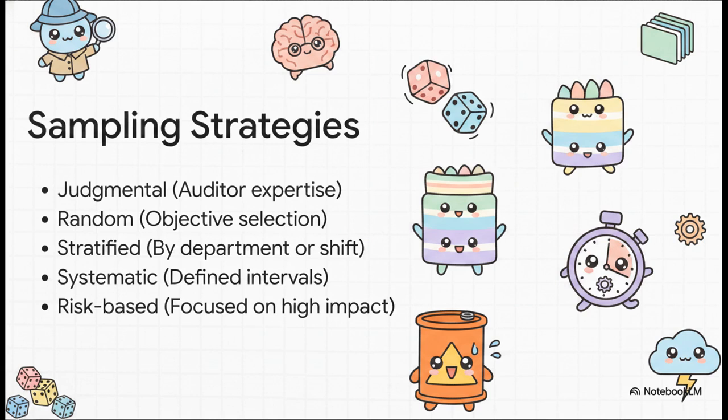Systematic sampling checks records at defined intervals, like maybe pulling every 10th file. And critically, risk-based sampling heavily focuses the investigation on areas with the highest potential environmental impact. Think chemical storage or wastewater discharge.